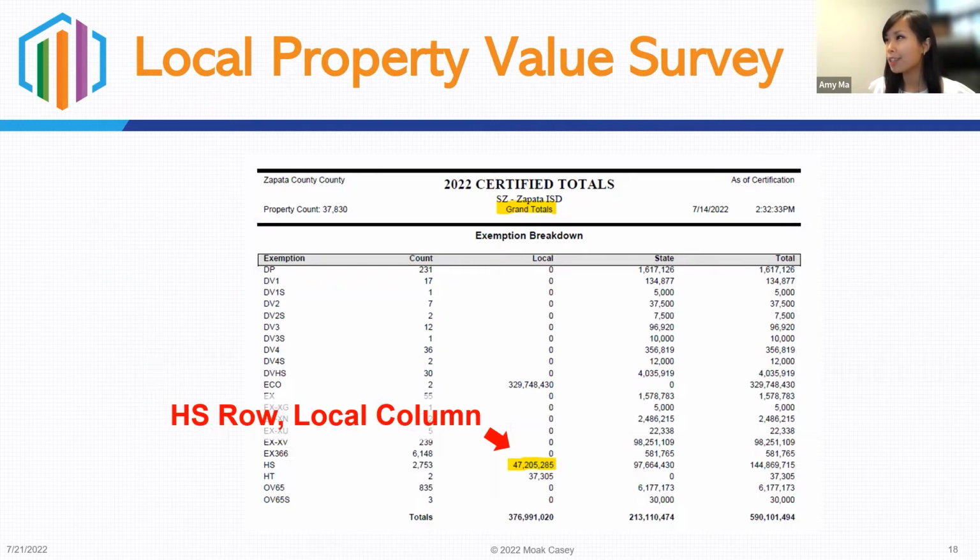You can find this usually on the second page of your certified totals, grand totals subheader page. Look down toward the bottom on the left side where it says HS, move over and look at the local column. This is going to be your LOHE amount. If you don't have anything here, if it's a 0, make sure it's also a 0 in your LPVS.